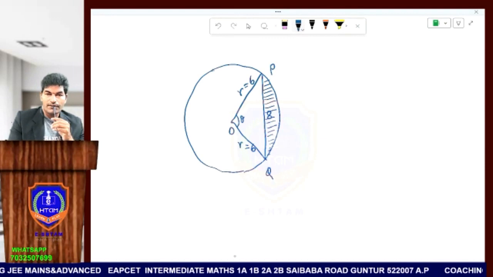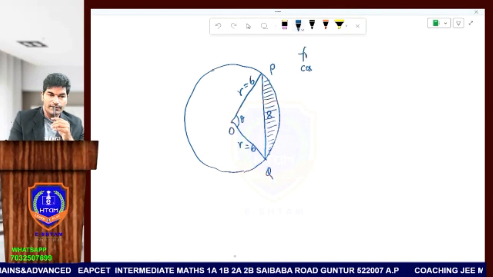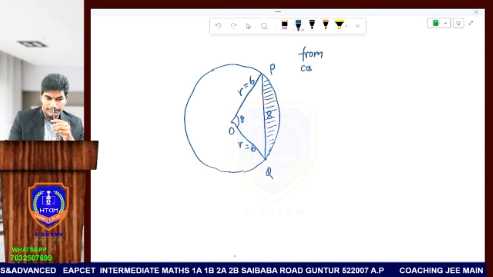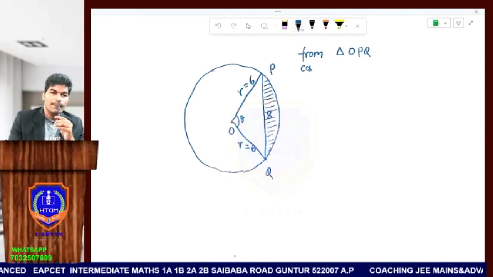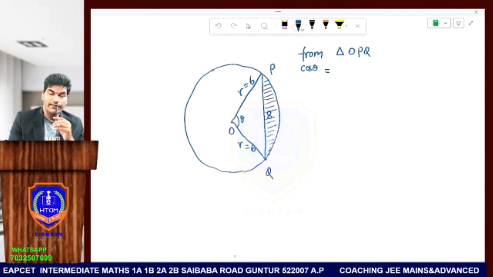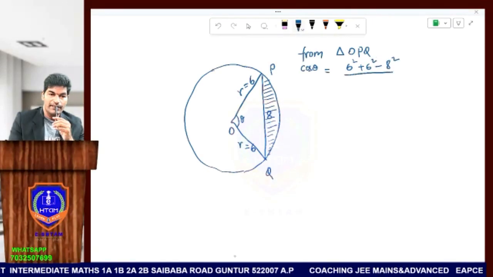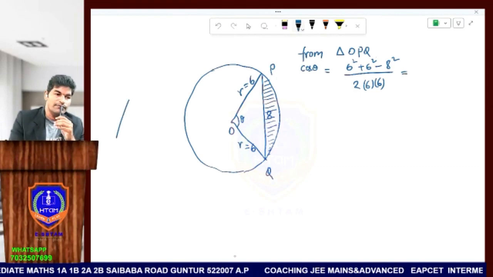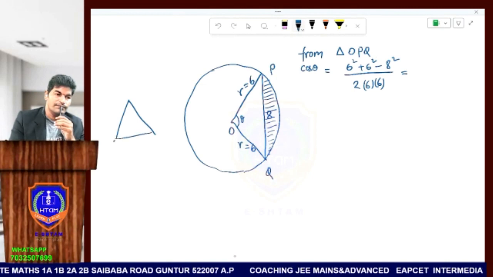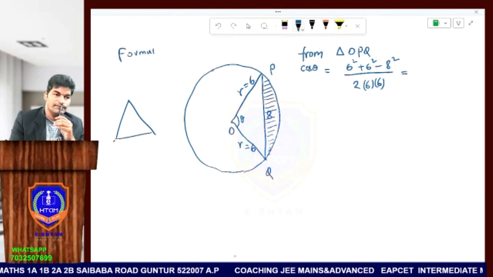So what is the formula for cos theta? Write down from triangle OPQ. Use the cos theta formula. Cos theta is equal to the sum of the adjacent sides squared, 6 square plus 6 square, minus the hypotenuse, 8 square, divided by 2 into the adjacent sides' product. This is the formula I told you. I will give the formula notations also.